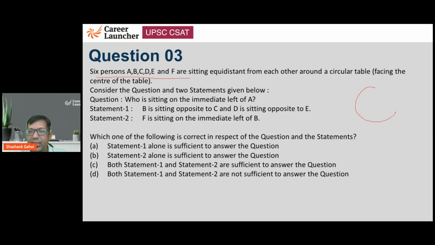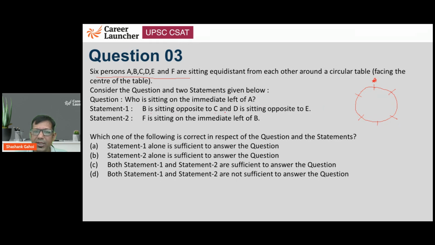So this is a circular arrangement. Sorry, this is the mistake I made. 1, 2, 3, 4, 5 and 6. So there are 6 people, and they are sitting on a circular table, and I need to figure out who's sitting left of A.